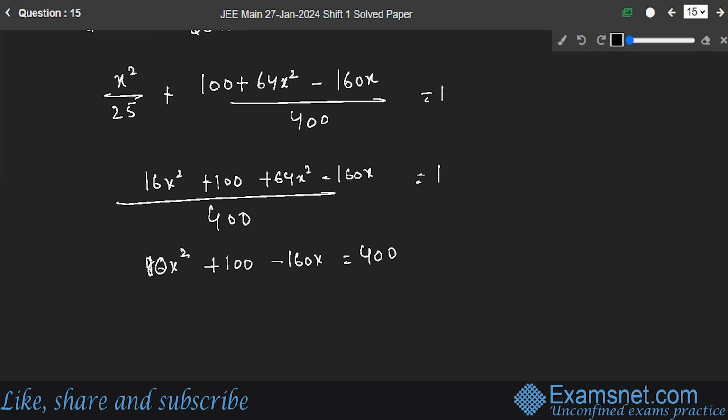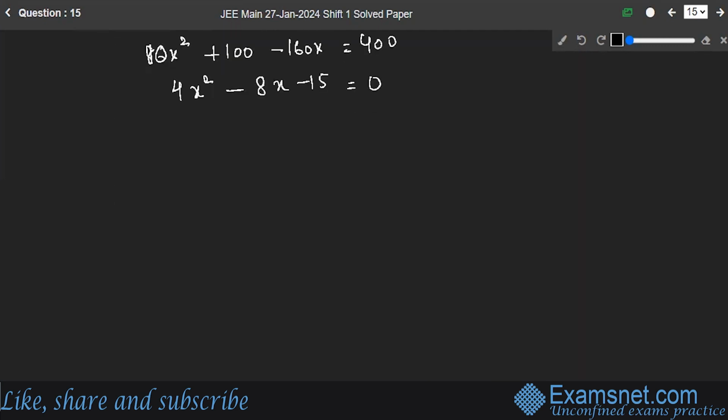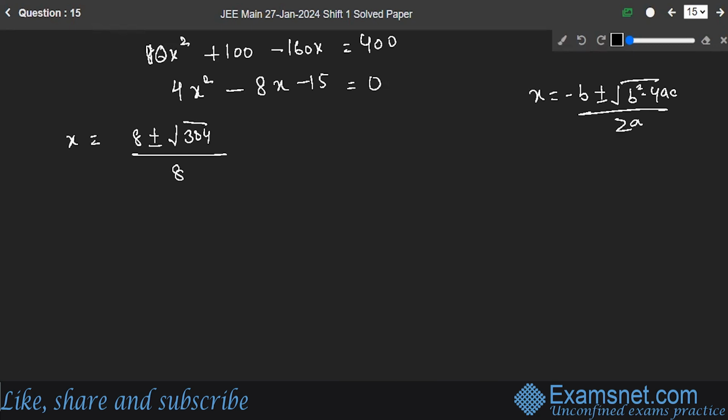No, it will be 20, dividing both sides by 20. So you will have 4x square minus 8x minus 15 is equal to 0. And solving this whole thing, you will get this value. Okay, so applying the quadratic formula, which is x is equal to minus b plus minus root of b square minus 4ac upon 2a, you will have the value of x as 8 plus minus root 304 divided by 8. So the two possible values of x will be x1 equal to 8 plus root 304 upon 8, and x2 will be equal to 8 minus this.